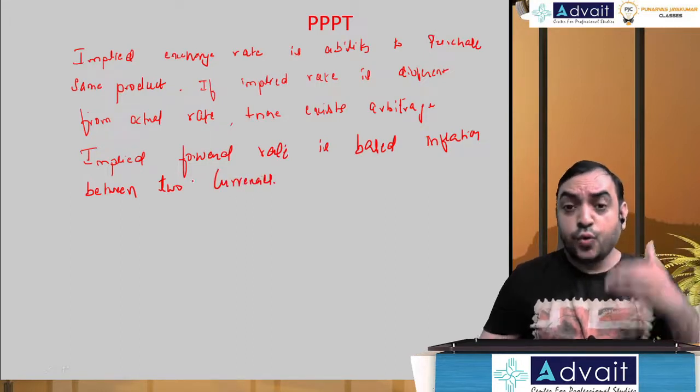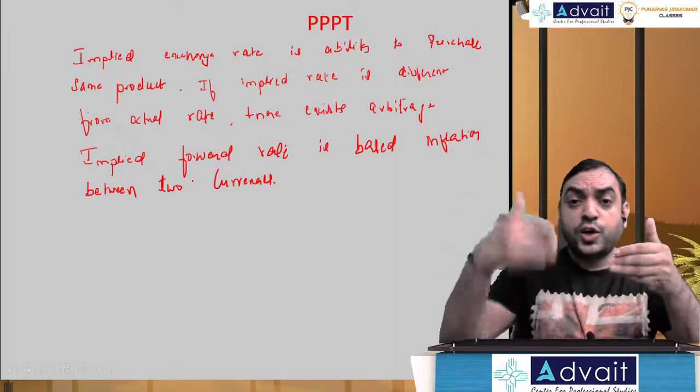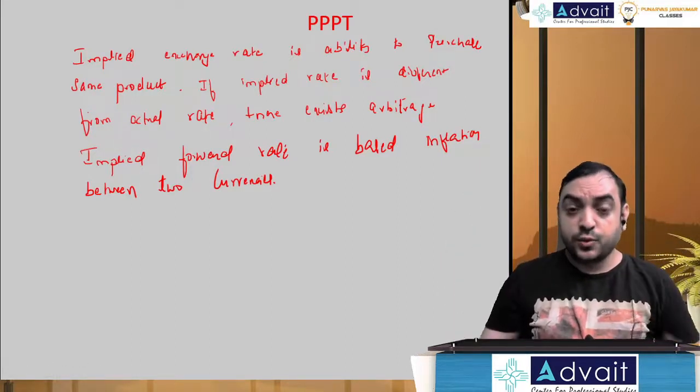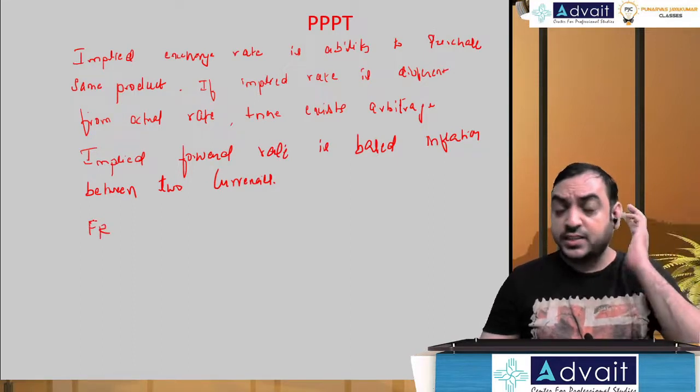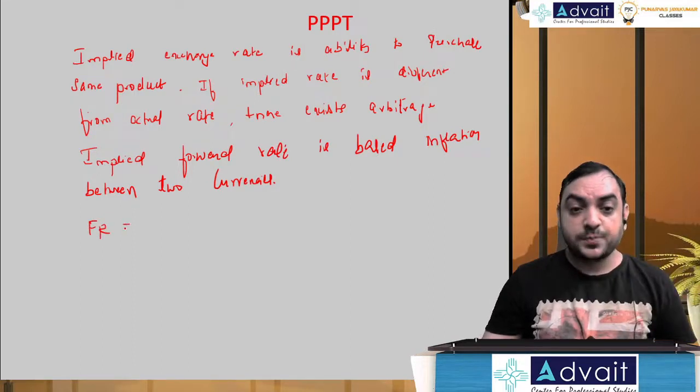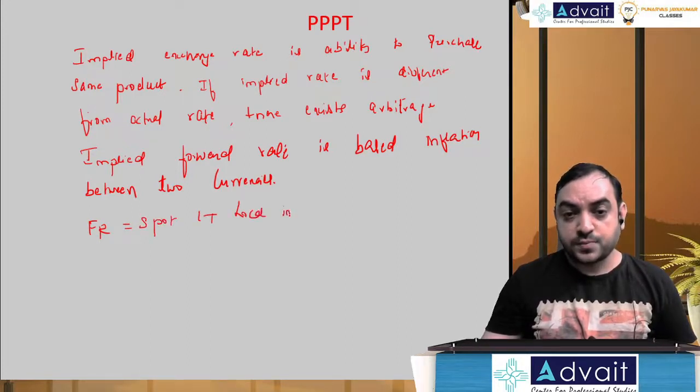Inflation rate. So what will $1,000 become? What will 70,000 rupees become? In other words, the implied forward rate. The actual forward rate depends on demand and supply. But the implied forward rate formula is given by spot rate into 1 plus local inflation, divided by 1 plus foreign inflation.